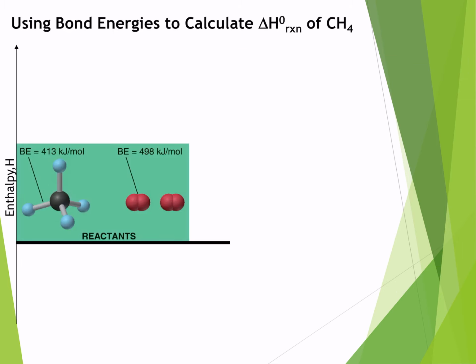So let's try it with a real reaction here. Use the bond energies to calculate delta H of the reaction of methane. Our balanced chemical equation would be methane plus 2 O2 gives us carbon dioxide and 2 waters. So that's our balanced chemical reaction. And when you're doing these calculations, I would always draw out the Lewis structures. And I know that sounds silly.